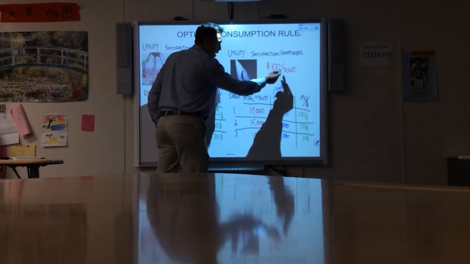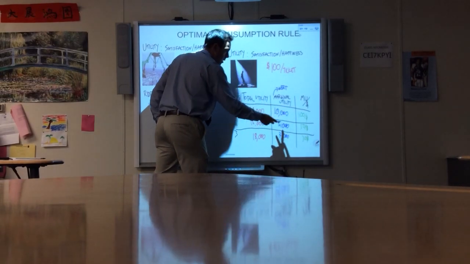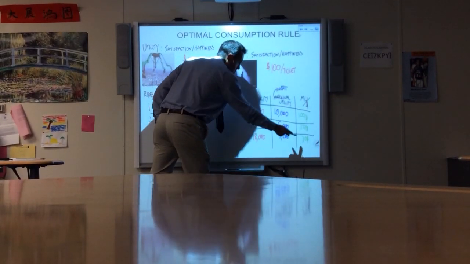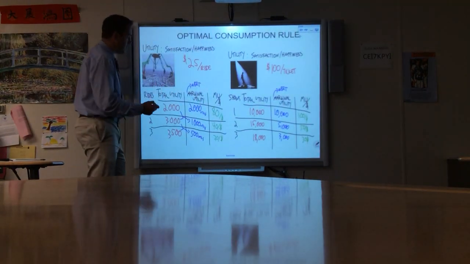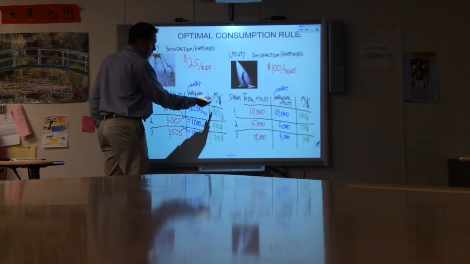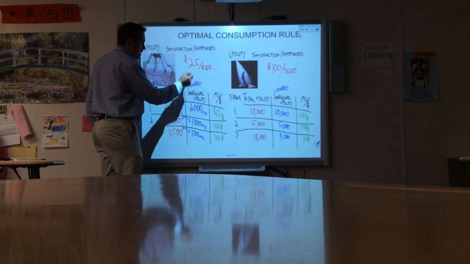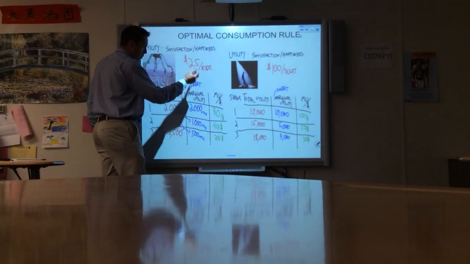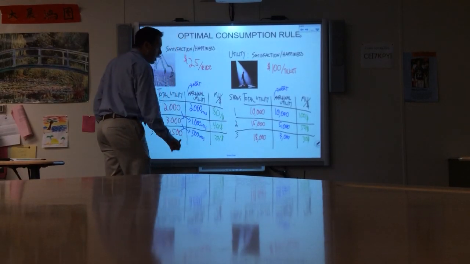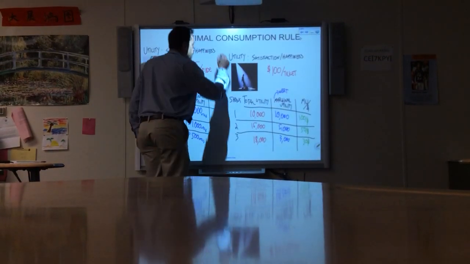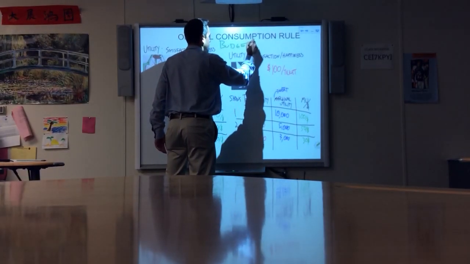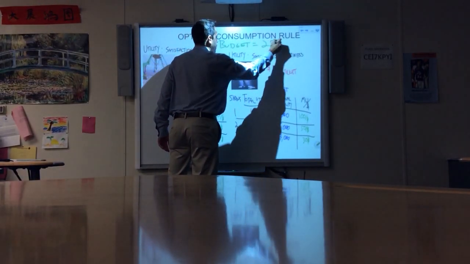So 10,000 divided by 100 is 100. 5,000 divided by 100 is 50, and 3,000 divided by 100 is 30. As we did on the previous video, 2,000 divided by 25 is 80, 1,000 divided by 25 is 40, 500 divided by 25 is 20. Now let's say you have a budget of $250.